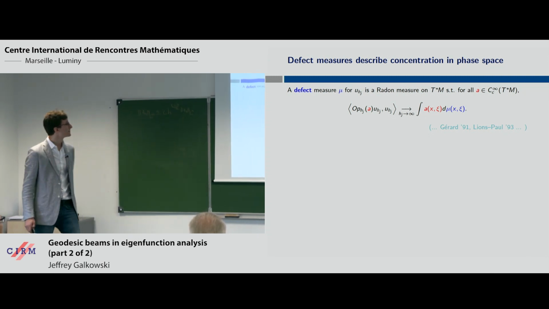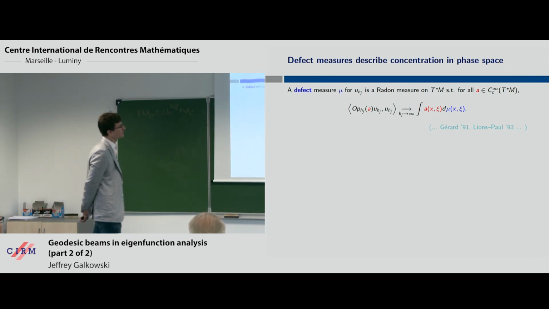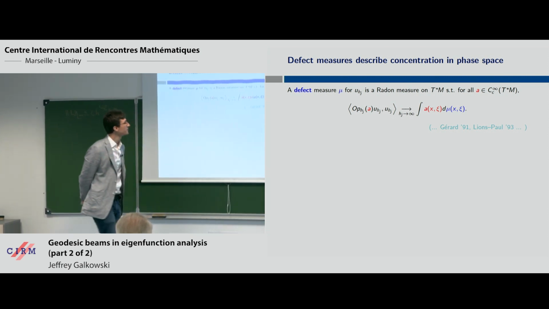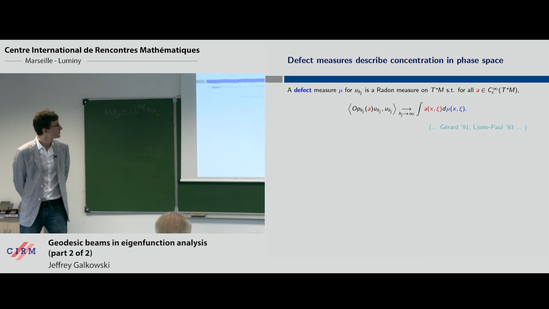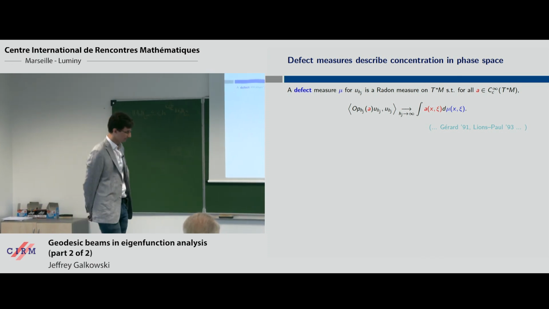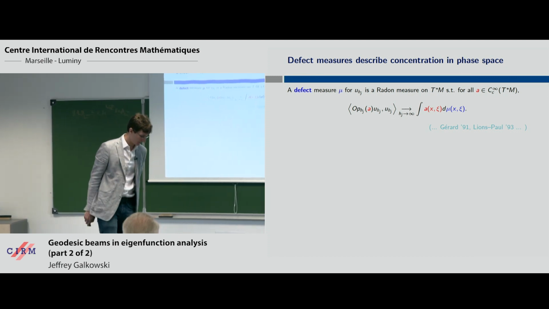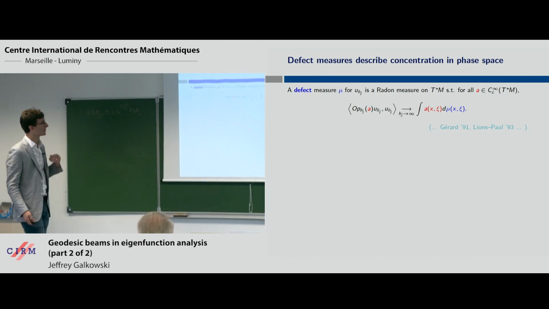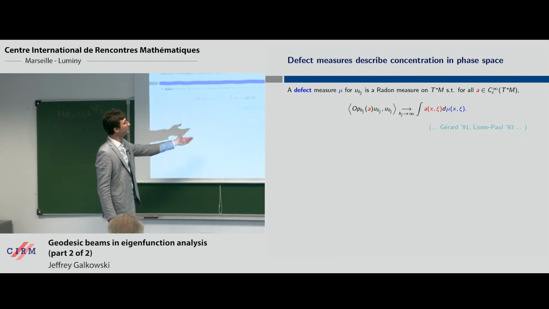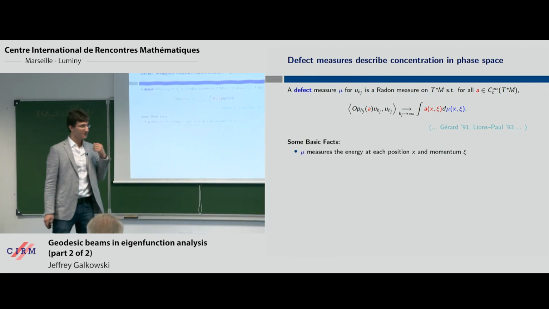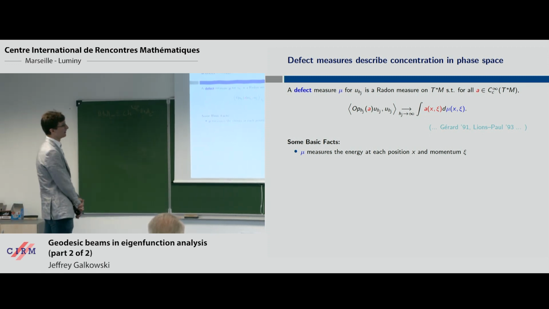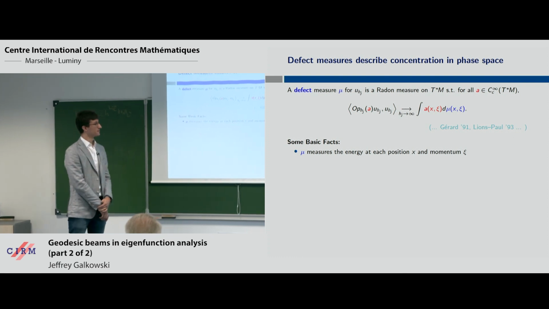I have some sequence of functions, and it's a Radon measure which has the property that when I apply the quantization of an observable to u and pair it with u, this converges as h goes to 0 to some integral against this measure. And I remind you, this is a microlocal conference, so we all know this, but this mu is nothing but the energy, or the square of the L2 mass, placed at position x and momentum ξ.